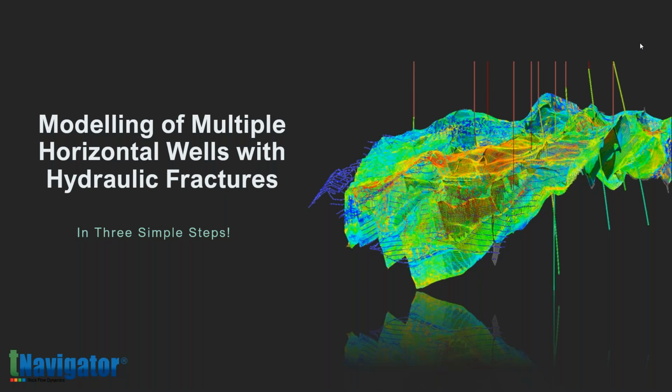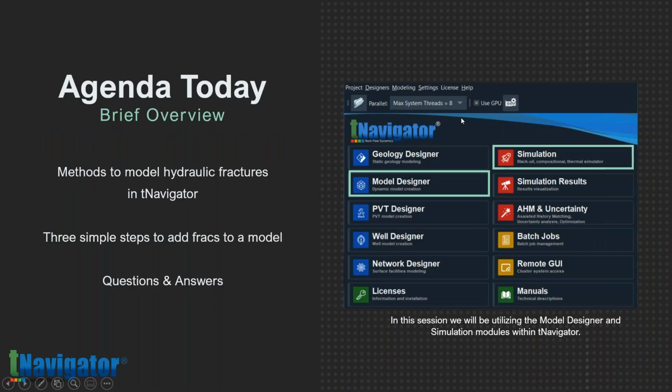Thank you, Jessica. Let me show my screen here. One second. So today we're going to talk about how to model multiple horizontal wells with hydraulic fractures in 3 simple steps. Our agenda today: we will go through the methods to model hydraulic fractures in tNavigator. Then we will do a little demo on how to add fracs to a model with 3 simple steps, and at the end we will have a question and answer section. In this demonstration, we will be using Model Designer and simulation modules within tNavigator.